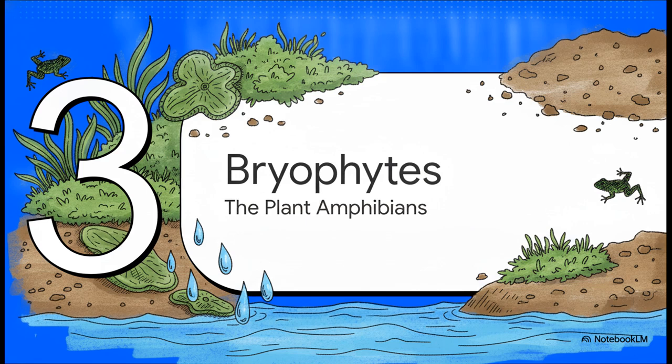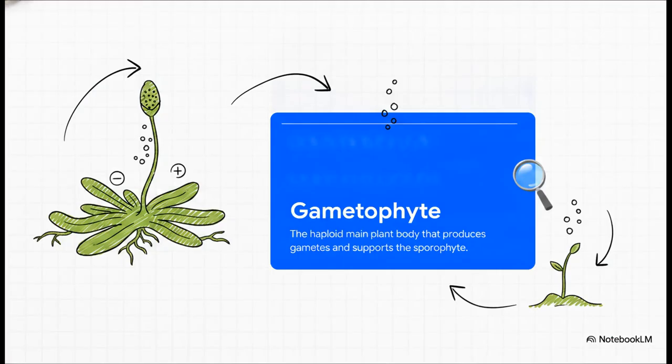Which brings us to part 3, bryophytes, the plant amphibians. They conquered land, but they're still tied to water. Now we make a massive evolutionary leap, moving from the water onto the land with mosses and liverworts.